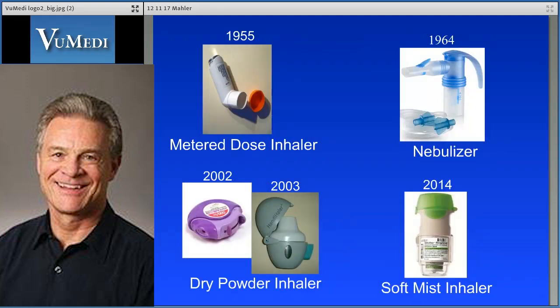This slide shows the 4 different delivery systems, which include the metered dose inhaler, first available in 1955, the nebulizer therapy, predominantly available in 1964 and thereafter, the dry powder inhaler, including the Discus, which was approved by the Food and Drug Administration in 2002, and the hand inhaler device approved by the Food and Drug Administration in 2003. And the 4th delivery system is the soft mist inhaler, which was approved by the Food and Drug Administration in 2014.